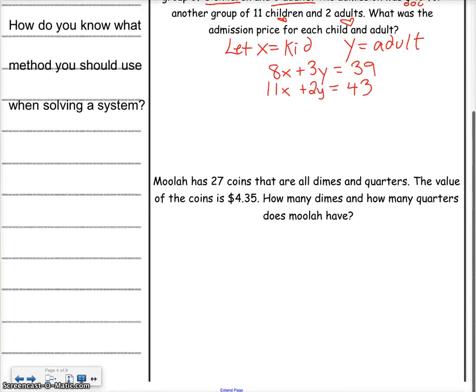Moolah, get it? Moolah, like money. Moolah. That was so witty.